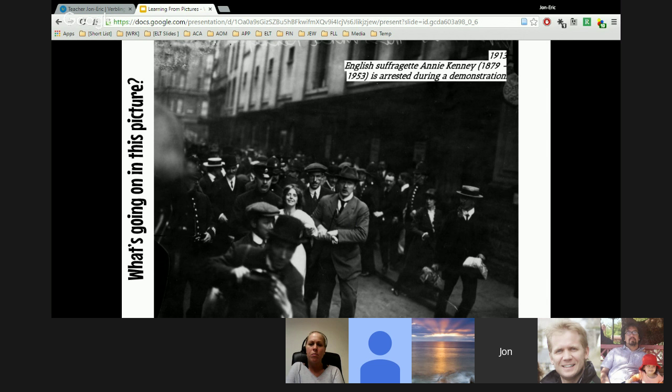English, good. Suffragette Annie Kenney, 1879 to 1953, is arrested during a demonstration. That's exactly right. So, why are the police in the picture?